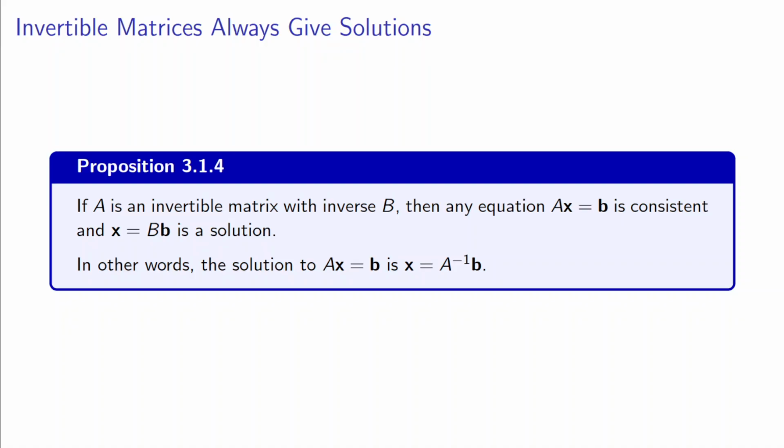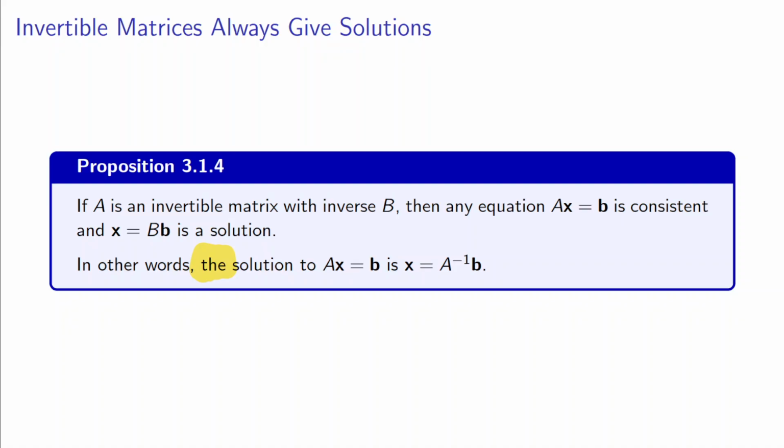However, if our matrix is invertible, this proposition will tell us that we do have solutions. So if A is an invertible matrix with inverse B, then any equation Ax equals b is consistent, and x equals B, the matrix B, the inverse, times the right-hand side, the vector b, is a solution. In other words, the solution to Ax equals b is x equals A inverse b. And I'll point out here the term the solution. So we just have one solution in this case.